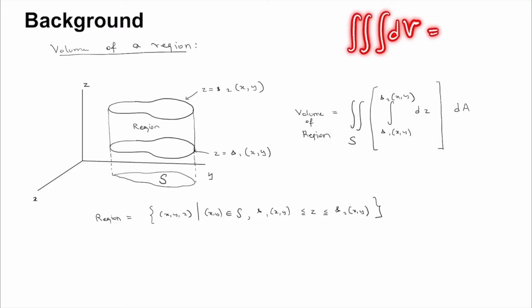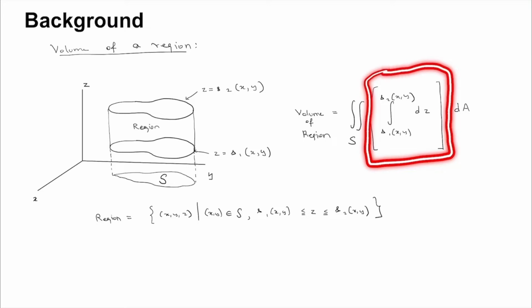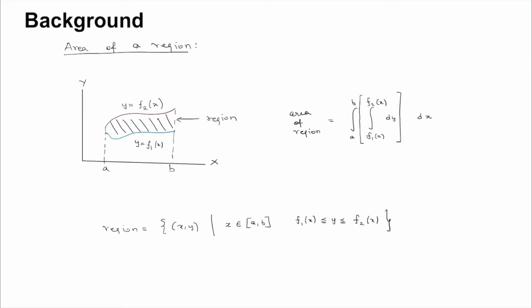Which can be given as a double integral over the shadow. This is for x and y, that's why I've given it as dA. And the innermost integral will be the dz integral between the two surfaces. A little bit more of background.